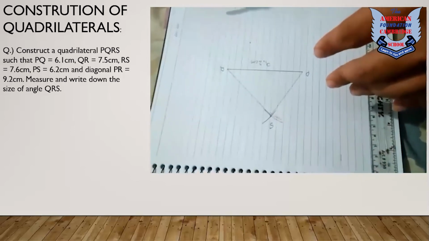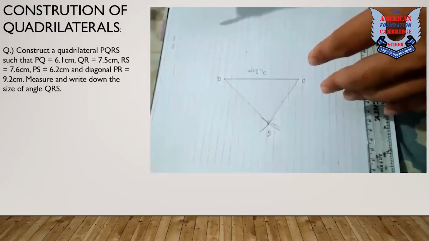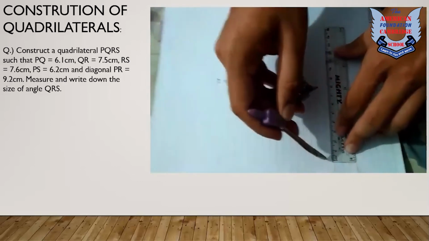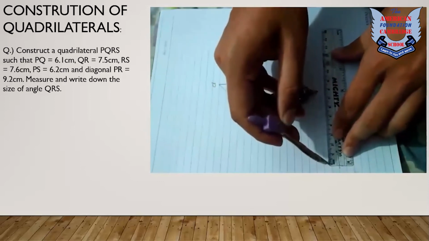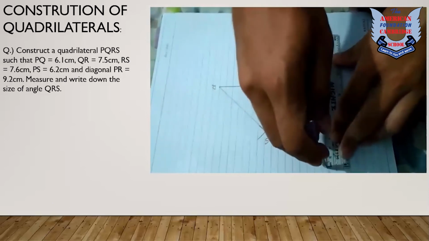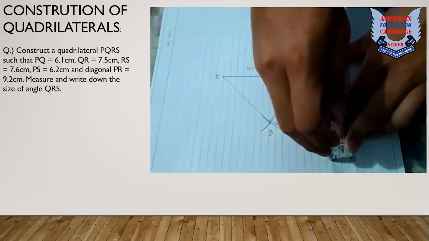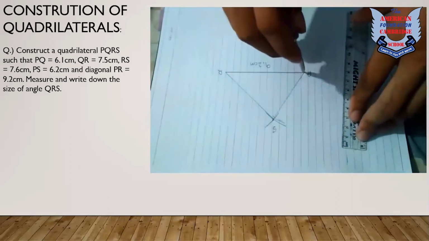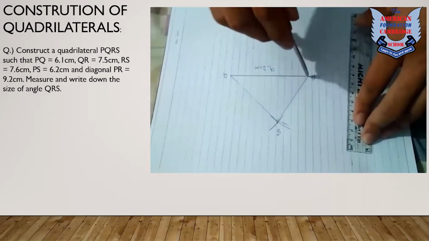The point at which the two arcs intersect will be the point S. You'll do the same for point Q, as you can clearly see in the video. You do the same for point Q, and then in the end, using a protractor, you'll measure QRS.